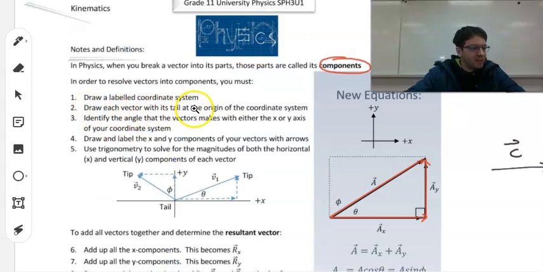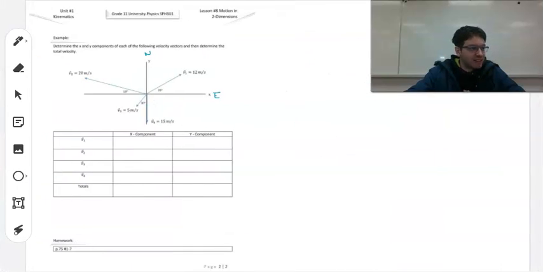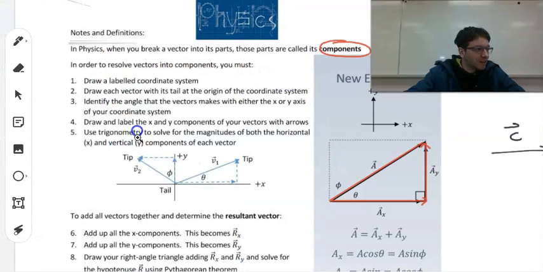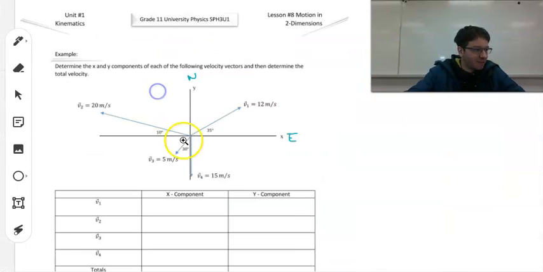Draw each vector with its tail at the origin of the coordinate system. That I've done. Notice that each vector starts at the origin, each one has its tail at the origin going outwards. Step 3: identify the angle that the vectors make with either the x or y axis of your coordinate system. That's already drawn for you as well, the angles. And then draw those x and y components, so that we're going to have to do.